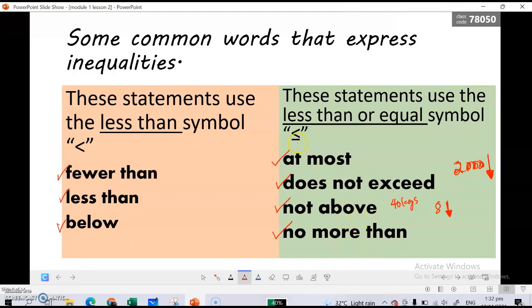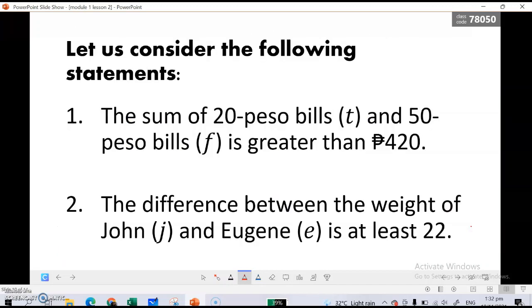Okay, no more than, ganun din siya, katulad din siya sa not above. So, pag sinasabing no more than, hindi susobra sa. Okay, so hindi susobra sa 50. So, ibig sabihin, 50 na ang pinakamataas, pwedeng bumaba pa. So, 50 below. Sample lang yan, class. Okay? Let us now try to translate.